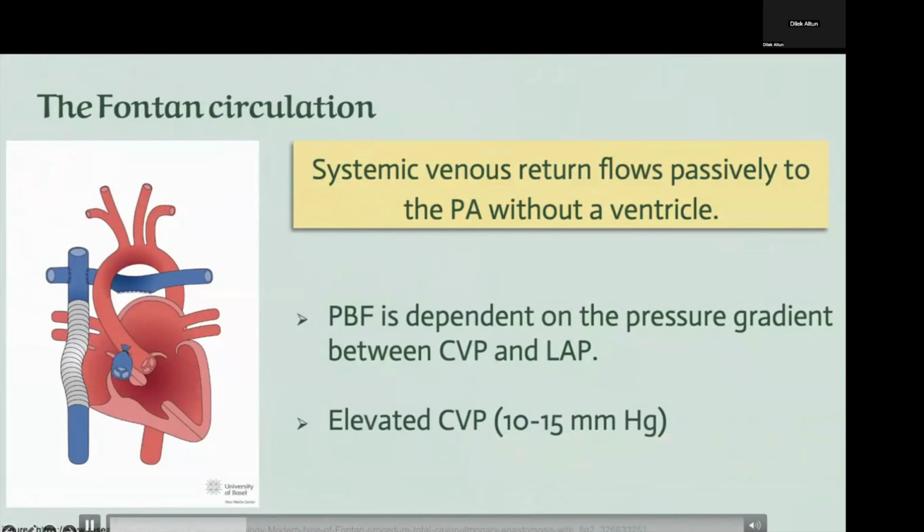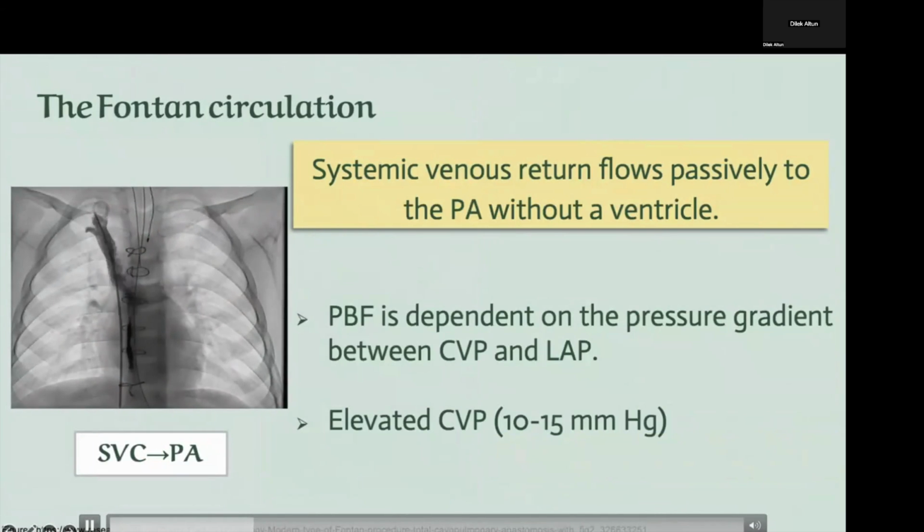The Fontan circulation is the final palliative procedure for most patients with single ventricle congenital heart disease. These patients only have one functional ventricle, meaning they cannot use a ventricle to pump blood to the lungs for pulmonary circulation. Instead, the superior and inferior vena cava are directly connected to the pulmonary artery, meaning blood flows passively from the systemic veins to the pulmonary arteries.